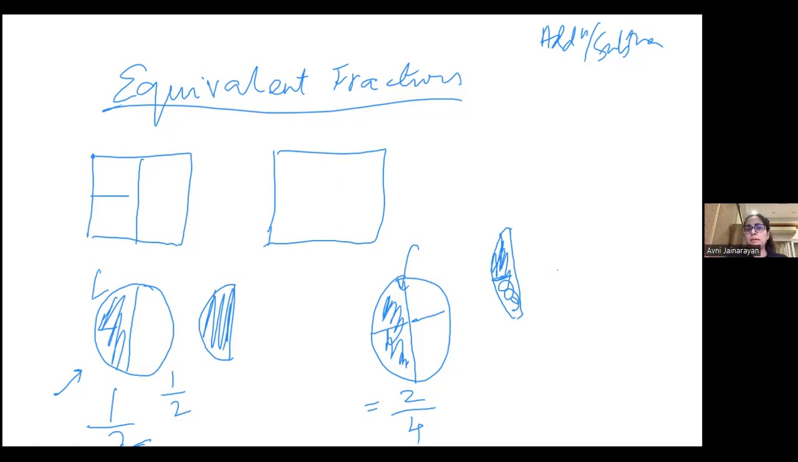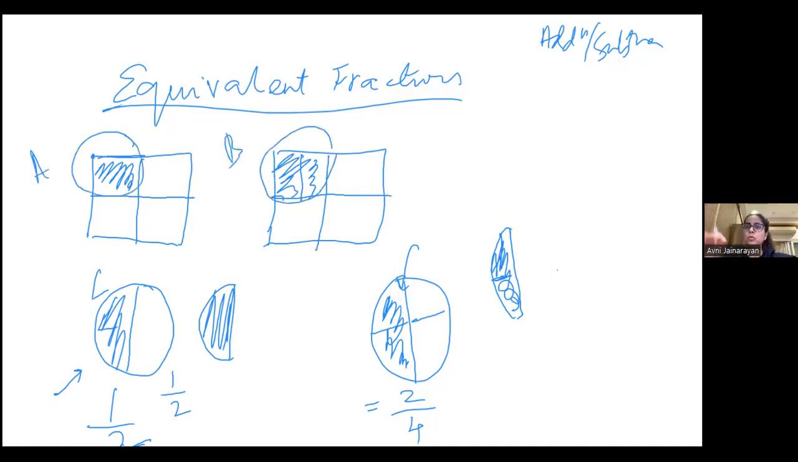So let's have a look at the square. We have the same figure. I've shaded this over here, and now I have shaded this as well. So overall, if we look at this part, part A, and this part, part B, overall they are the same, right? They are same.